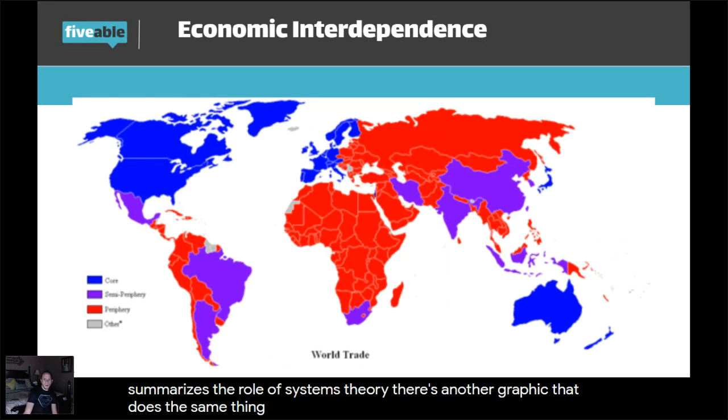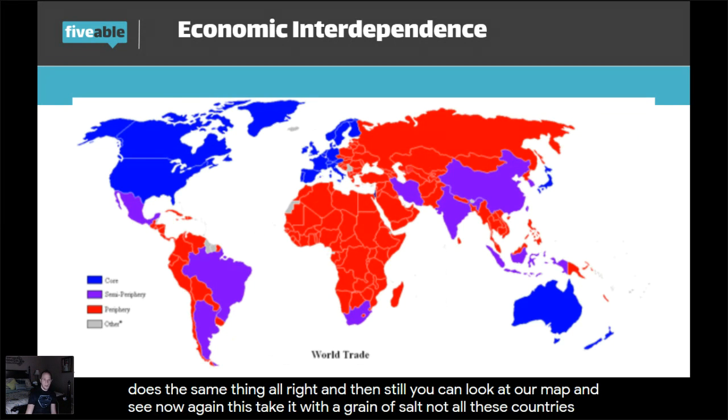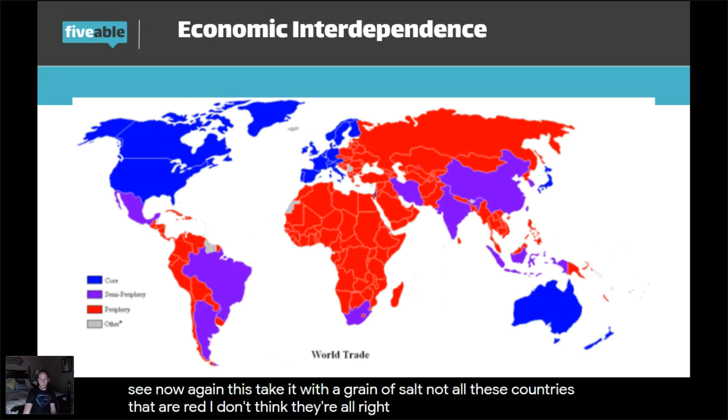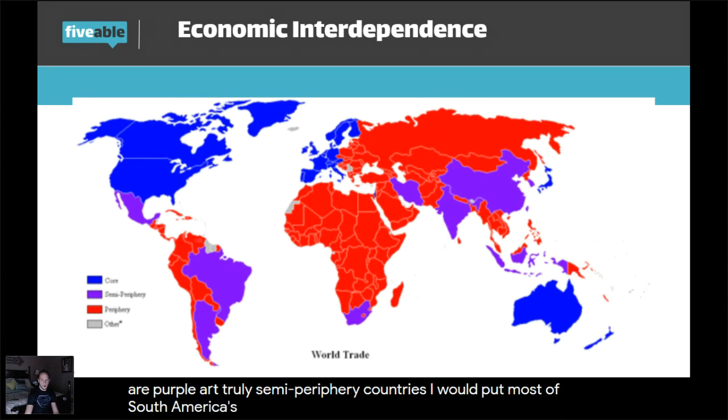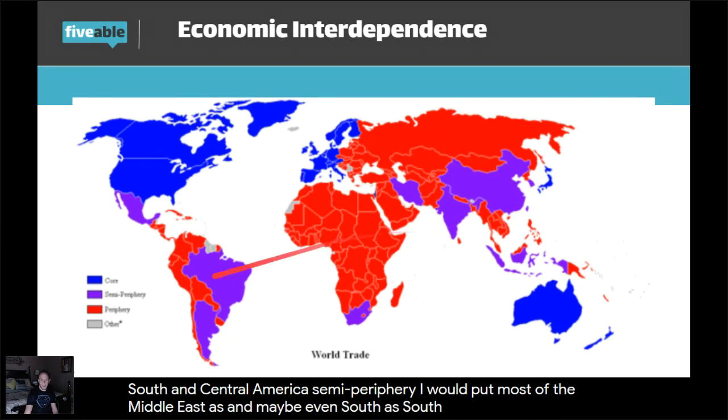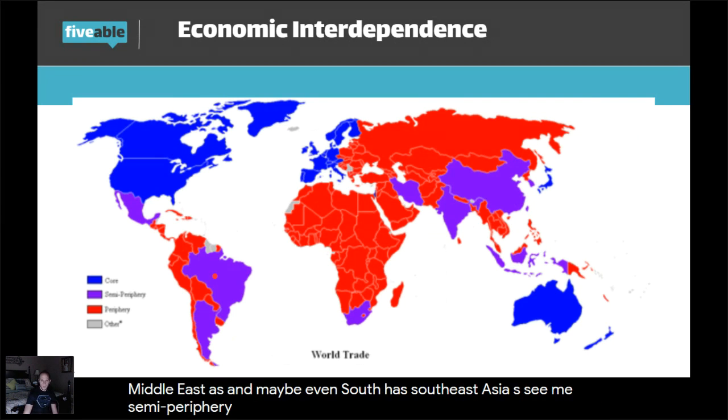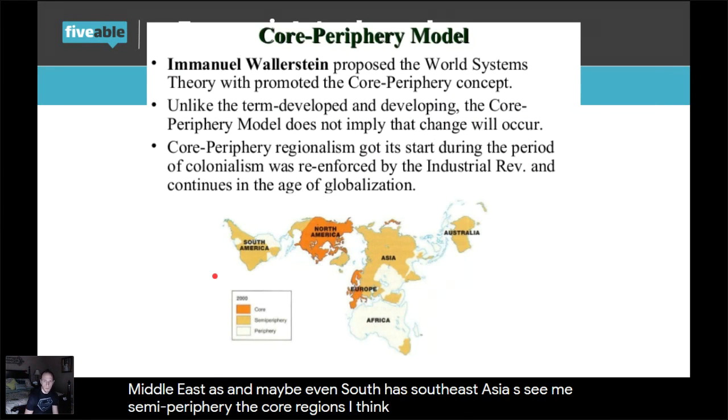All right, and then still you can look at our map and see. Now again, take it with a grain of salt. Not all these countries that are red, I don't think they're all what I would consider periphery. Most of the ones that are purple are truly semi-periphery countries. I would put most of South and Central America as semi-periphery. I would put most of the Middle East, and maybe even Southeast Asia, as semi-periphery. The core regions, I think, are probably correct.